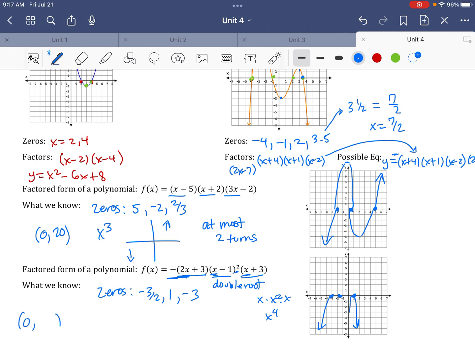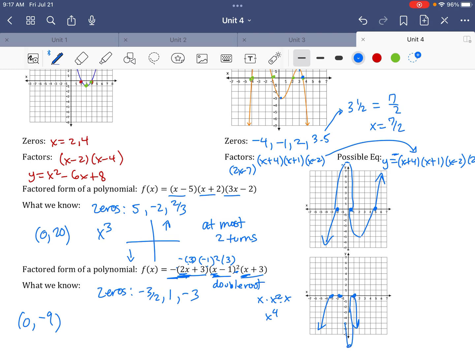So let's see if we can find our y-intercept. So if I plug in 0 here, I get 3, so it'd be a negative with a 3. 0 here, I'd get negative 1 squared. 0 here, I'd get 3. So let's see, that's going to be 3 times 3 is 9, times 1 is 9, and then negative, so negative 9. That's not too low.